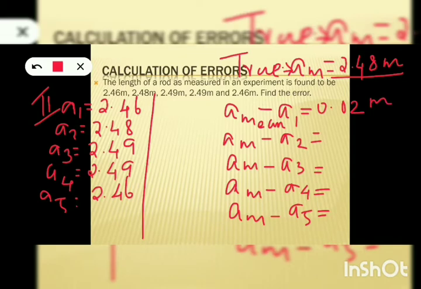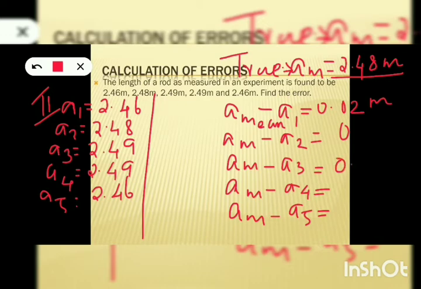And the next reading is 2.48. And our mean value or true value is 2.48. So what is the difference between A mean and A2? It is 0. 2.48 minus 2.48. Next is 2.49. And our true value is 2.48. So what is the difference? 2.48 minus 2.49. You think that it is minus, actually 2.48 minus 2.49 is minus 0.01 meter.